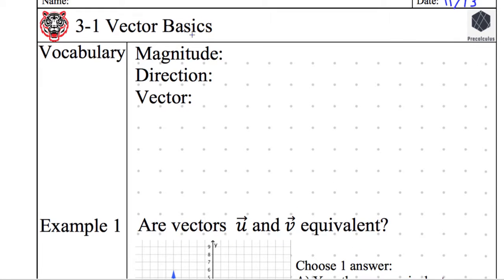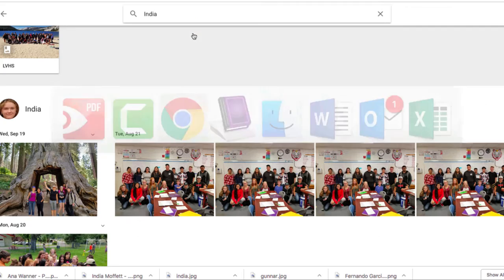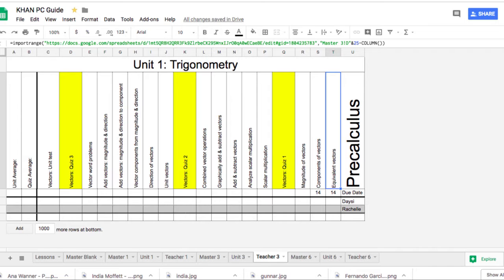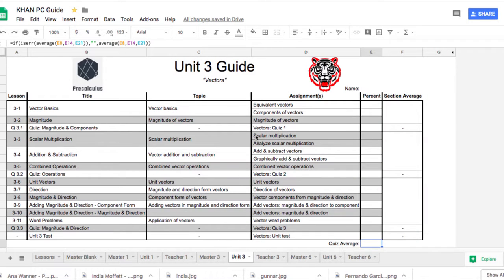So we are on Unit 3. That means we have the Unit 3 guide in front of us. Our Unit 3 guide, where does that live? It lives right there in Precalculus. There it is. Unit 3 guide. So we have a lot of lessons in here. Each one of these colors is a different day. This is the first time we're doing a unit guide.